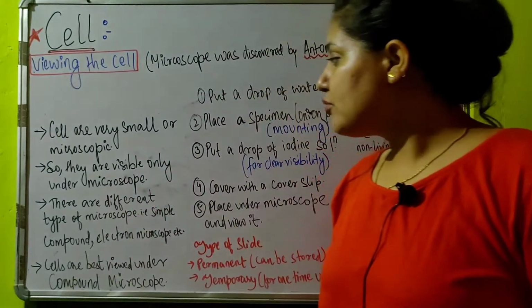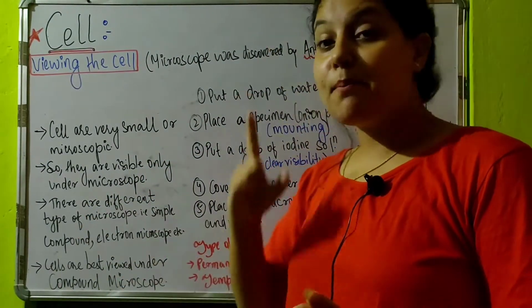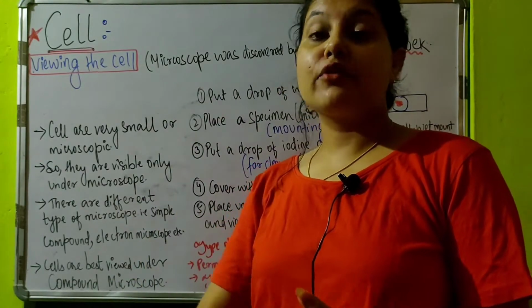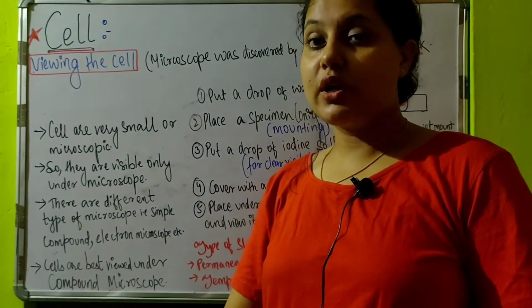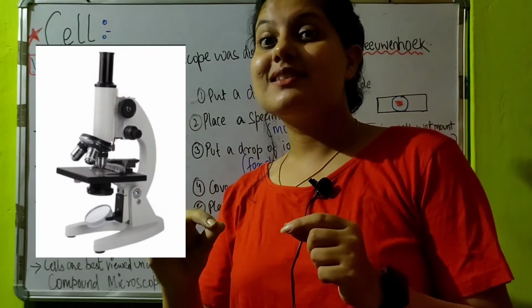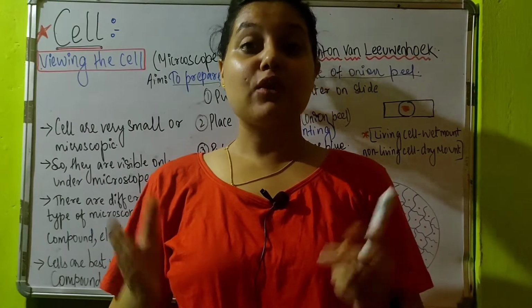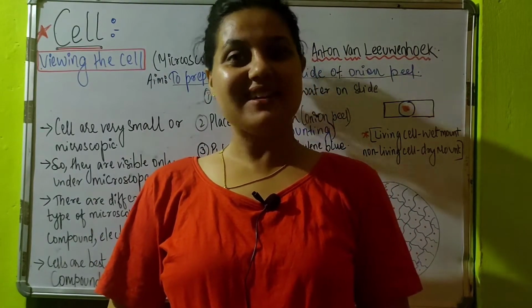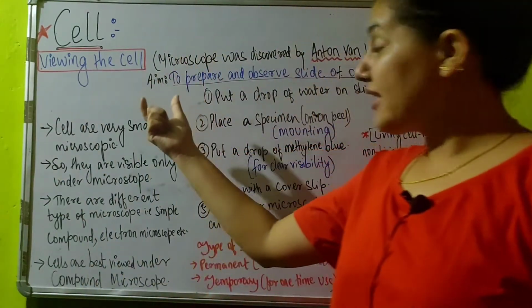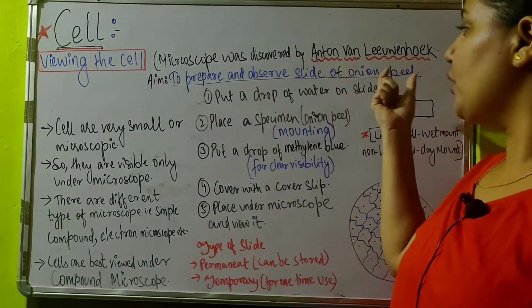Alright, now you see there are different types of microscopes. That is compound microscope, electron microscope, simple microscope. But the most commonly used microscope to view the cell is the compound microscope. Okay, alright students, now let us study how to prepare a slide. Our aim is to prepare and observe a slide of onion peel.